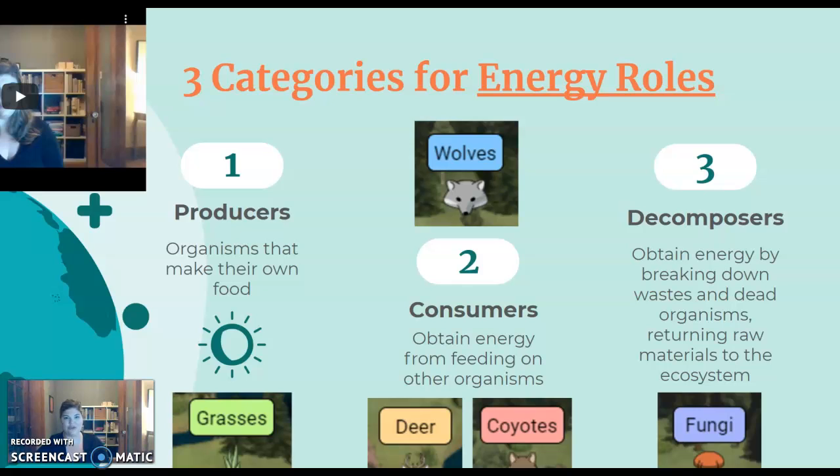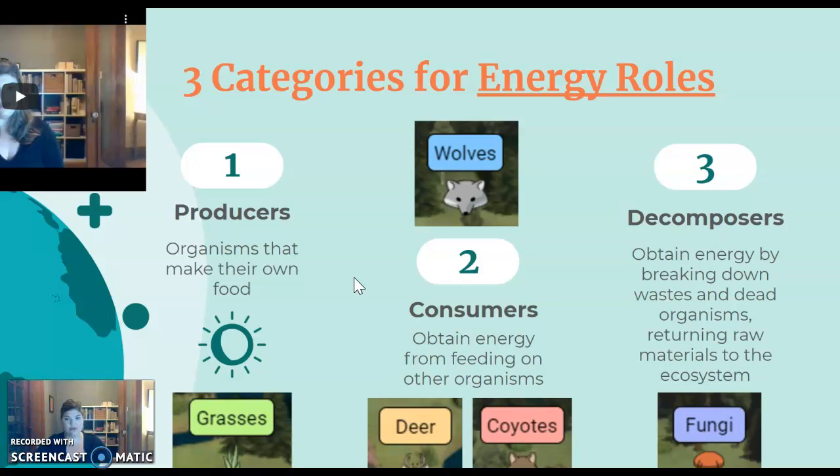So I want to take a moment to quickly summarize everything that we talked about today, starting with energy roles. There are three energy roles: producers, consumers, and decomposers. Producers are where most of the energy for an ecosystem is located. They make their own food. It's also the largest population in an ecosystem.